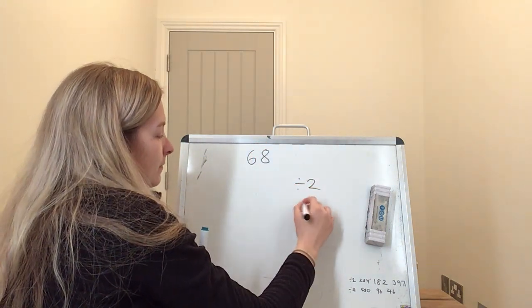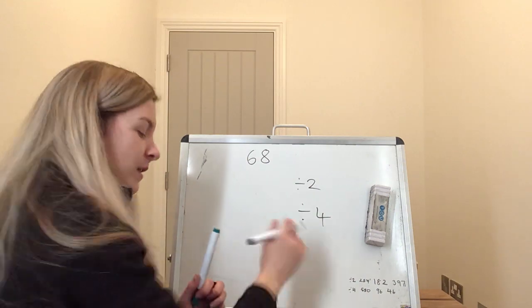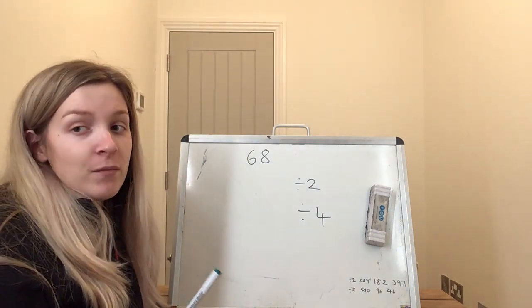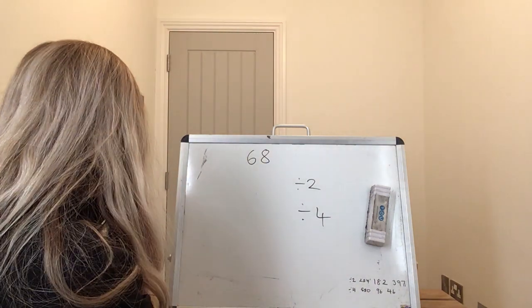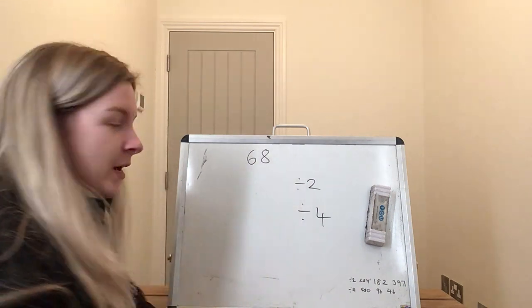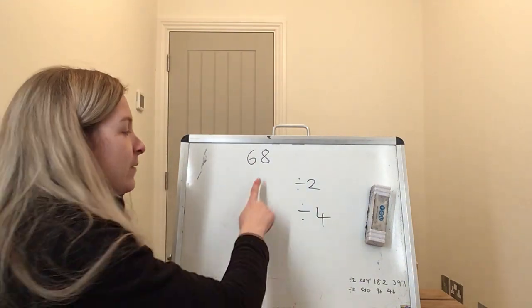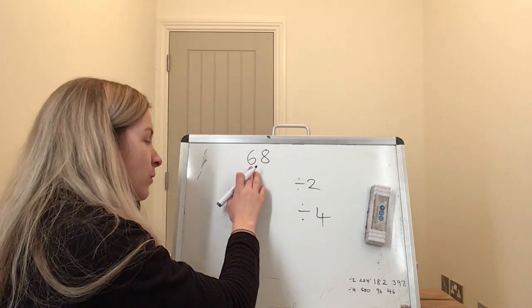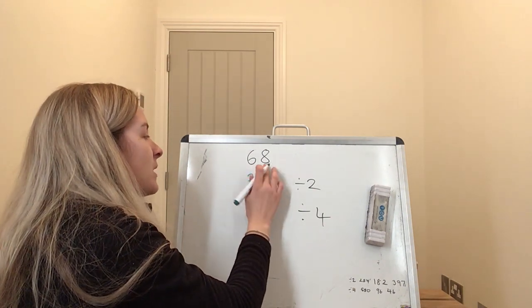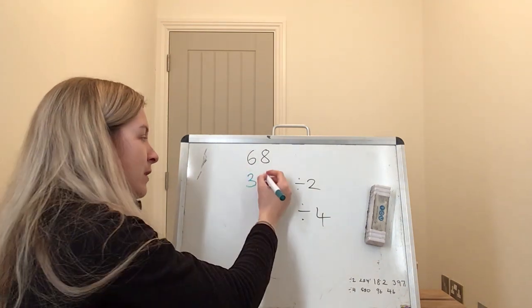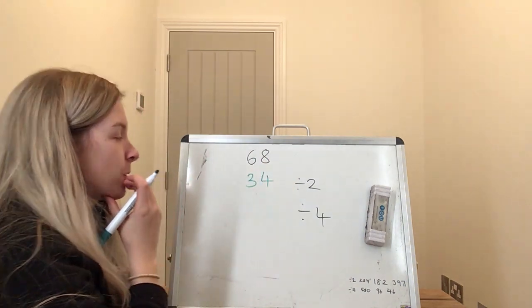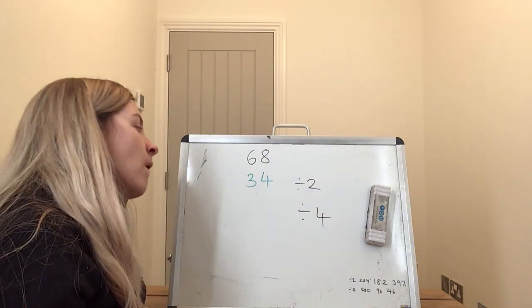68. Divide it by 2 and then divide it by 4. Pause the video, off you go. Okay, all set? Right, dividing it by 2. 6 tens divided by 2 is 3 tens. 8 ones, sorry, divided by 2 is 4.